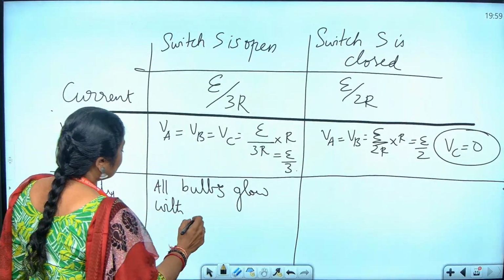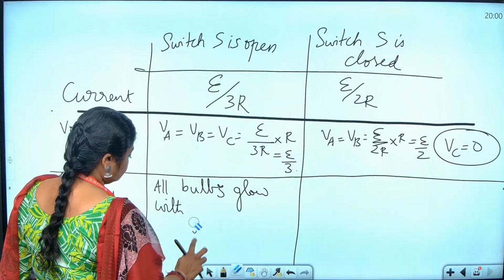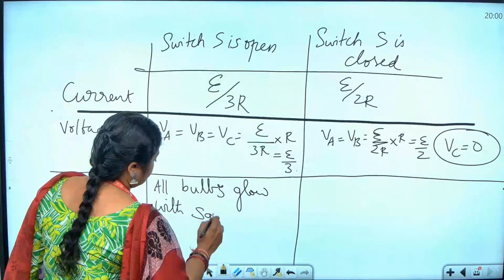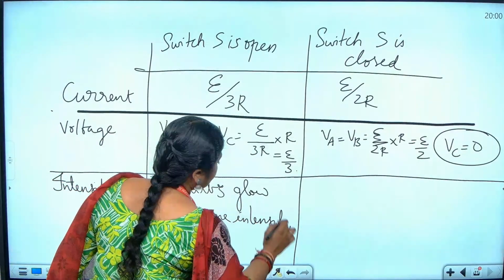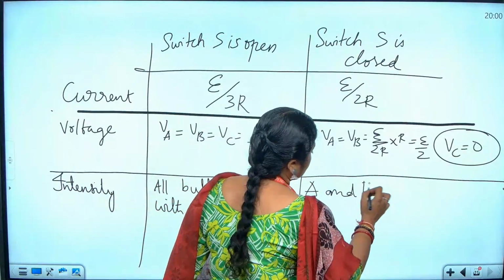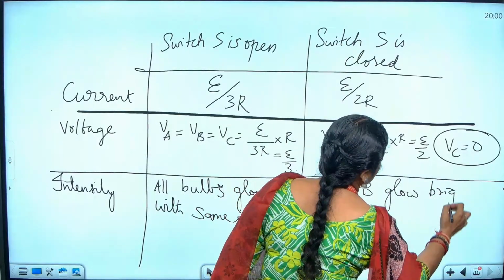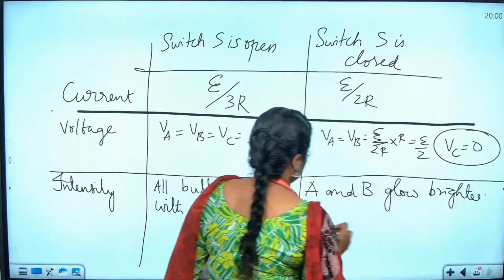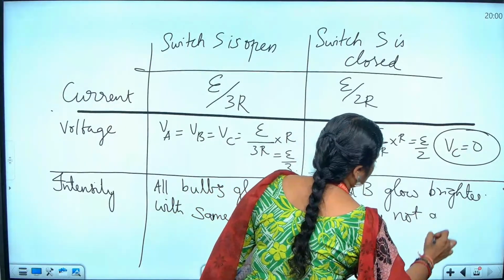So all the bulbs will glow with the same intensity. And in this case, what will happen? A and B glow brighter. C does not glow.